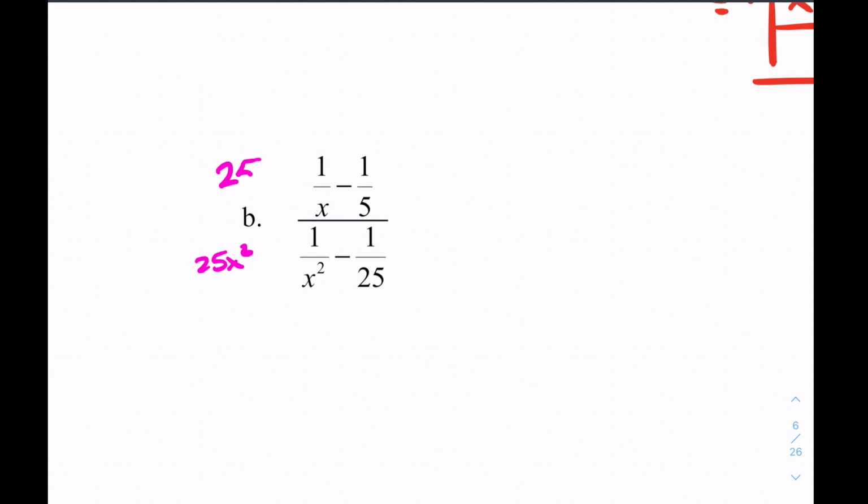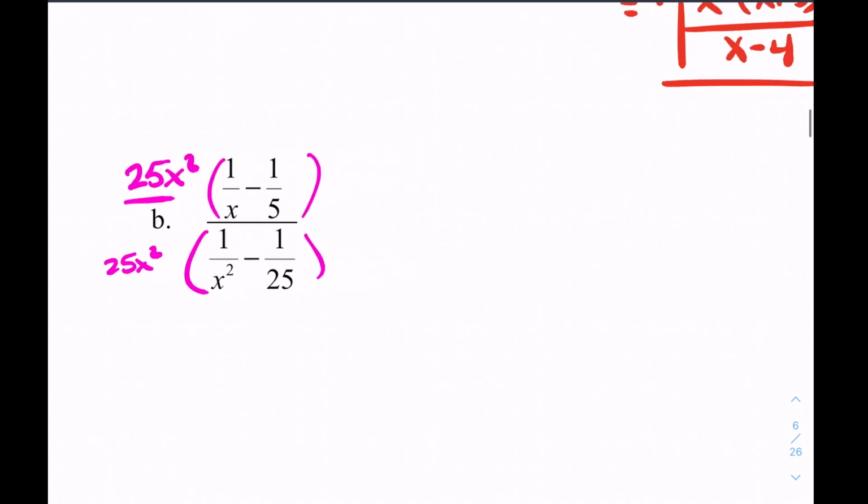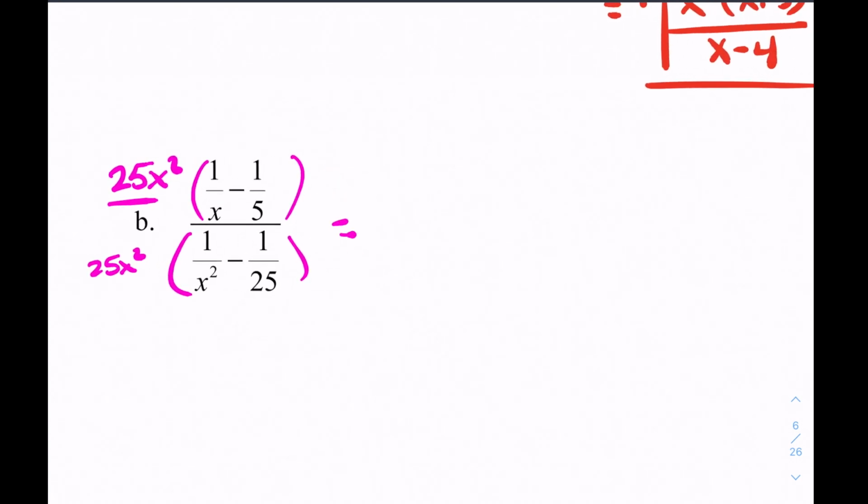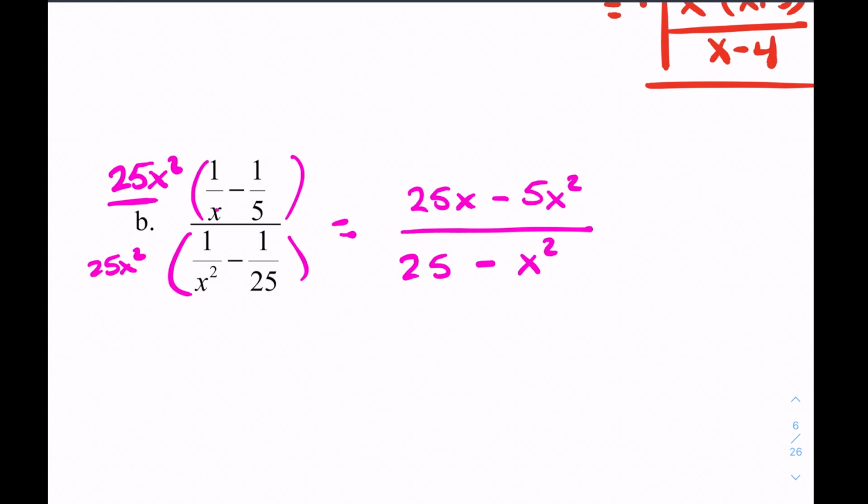So I'm going to multiply, aka clear the fraction, by 25x squared on the top and 25x squared on the bottom. Now I won't have to deal with any fraction, and I can simply simplify. So 25x squared divided by x would be 25x. 25x squared divided by 5 minus 5x squared. Over, similar on the bottom, I'd be left with 25 minus x squared.